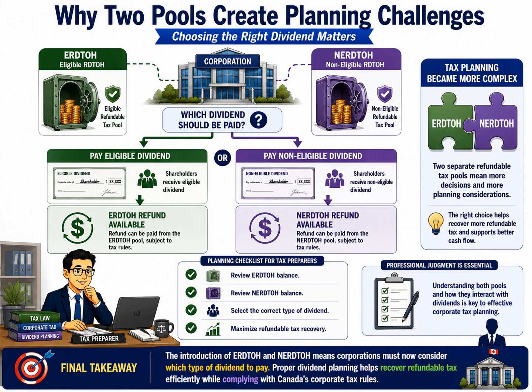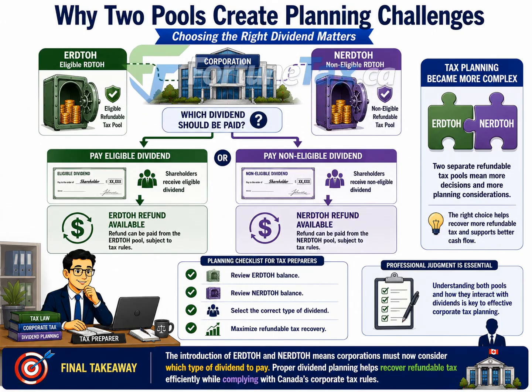Today, there is an additional decision. The corporation must determine which type of dividend should be paid. Should it distribute an eligible dividend, or should it distribute a non-eligible dividend? This decision is important because each type of dividend is connected to a different refundable tax pool. If the corporation has a balance in its ERDTOH account, paying the appropriate type of dividend may allow it to recover refundable tax from that account.